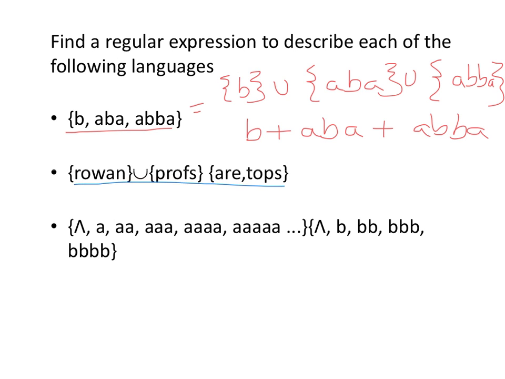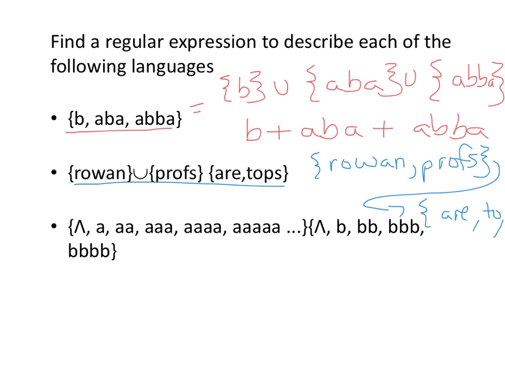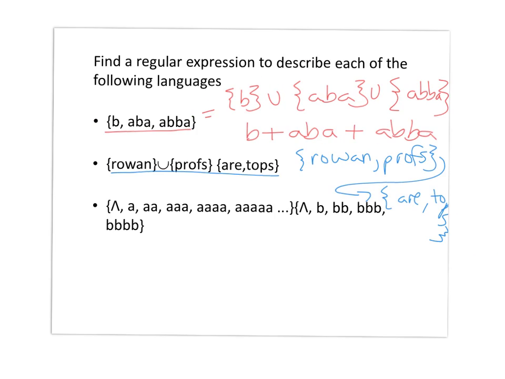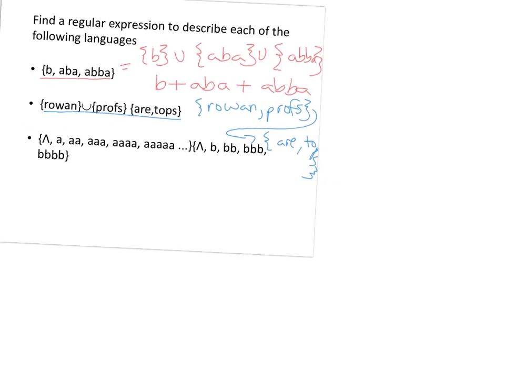This second set, we have Rowan unioned with profs, R, tops, and we're concatenating the two. Let's turn this into something slightly different. This is actually one set, Rowan, profs. And then we need to concatenate that, so we need to squish that up with the R tops, right? Let me squish this whole screen down a little bit so we have some room to work.